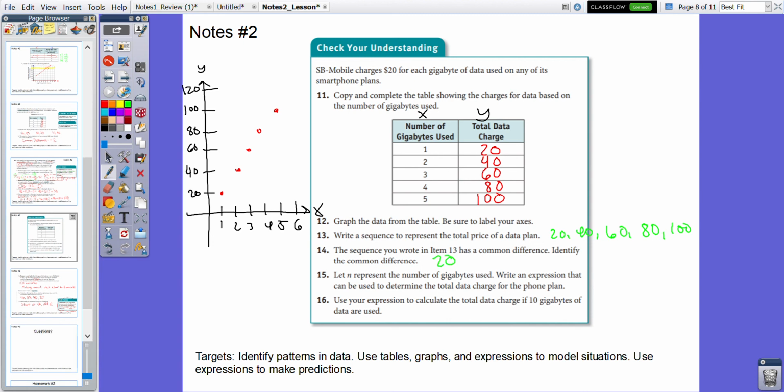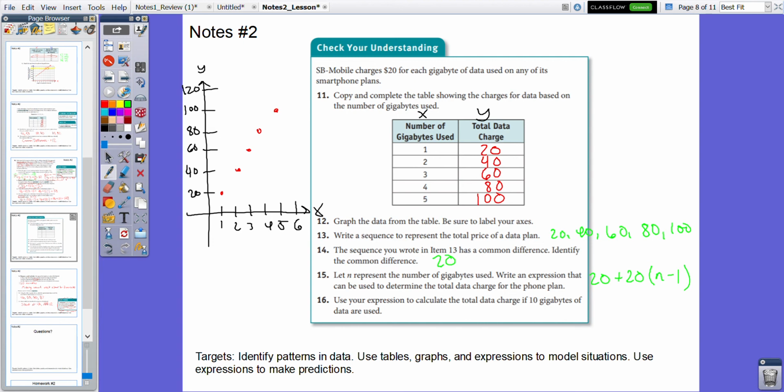Let n represent the number of gigabytes used. Write an expression that can be used to determine the total data charge for the phone plan. Okay, so that means we start with the first term, which is 20. We add on our common difference, which is also 20. Now we have to think of it as, we already got the first term covered, so we need to have n take away that first term. So 20 plus 20 times n minus 1.